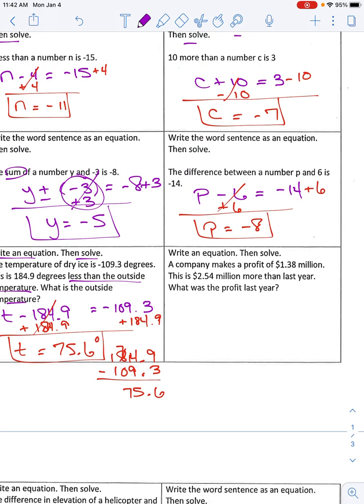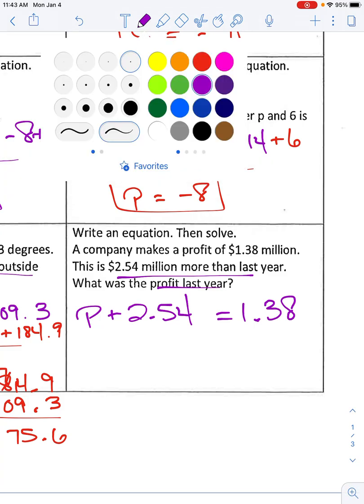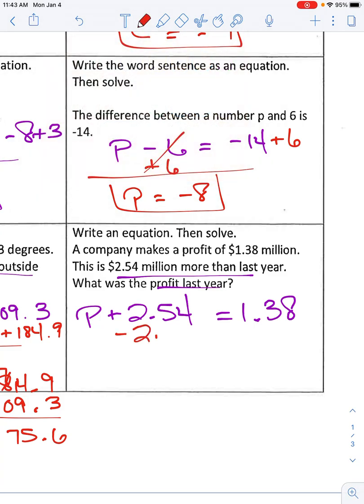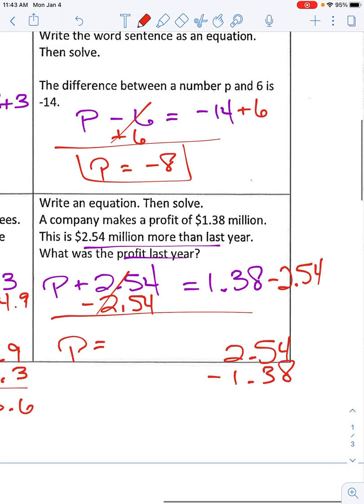Okay. On the next one, write an equation, then solve it. A company makes a profit of $1.38 million. That's their profit, so that's your equal. This is 2.54 million more than last year. What was the profit last year? I'll use P for profit. And it was 2.54 more than that last year, so we're going to add, and then to solve we're going to do the inverse and subtract 2.54 million. Obviously that's going to be a negative, and I'm going to put that one on top since I am finding the difference.